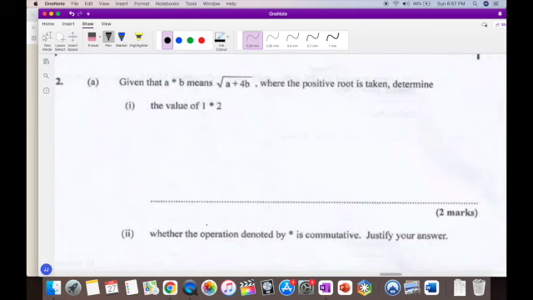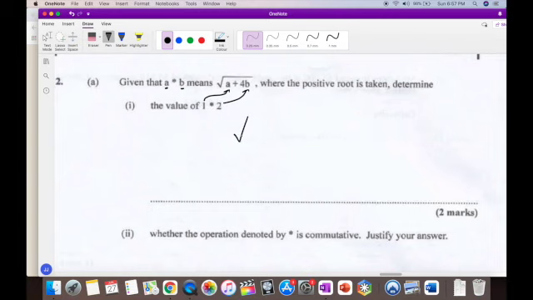Given that a operation b, and this is an operation question, means the square root of a plus 4b, where the positive root is taken, determine the value of 1 operation 2. So 1 operation 2, well, this 1 is in the place of a, and the 2 is in the place of b. So I'll just put 1 wherever I'm seeing a and b.